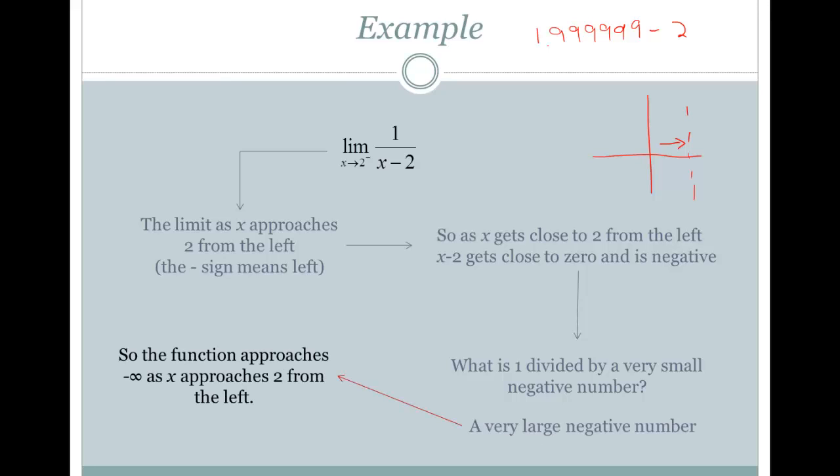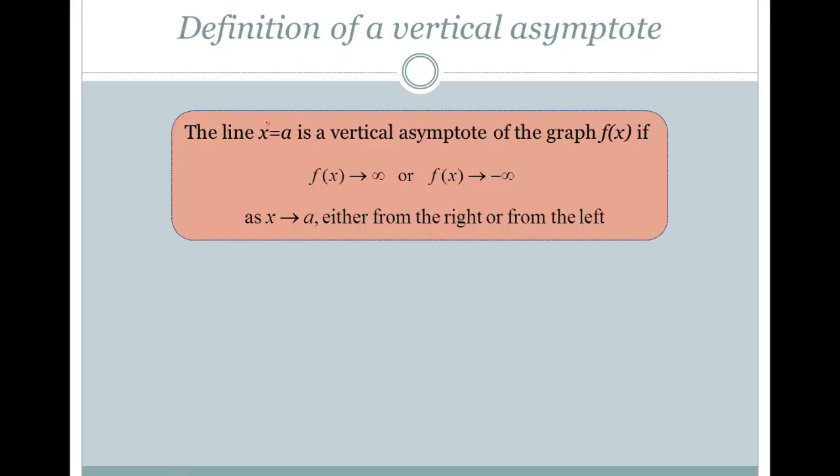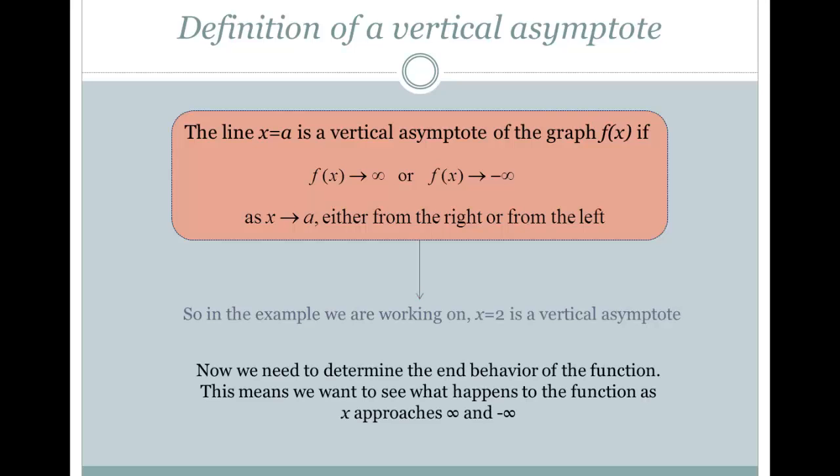So if you try this on your calculator, do something like this, go 1 divided by negative 0.000001, and then just keep adding zeros here. What you're going to see is this number is going to get bigger and bigger and bigger. And so we're going to say that it approaches negative infinity, okay? And this leads us to the idea of a vertical asymptote. The line x equals a is a vertical asymptote if f of x approaches infinity or negative infinity from either the right or the left. And that's what we had in this situation. Okay? So x equals 2 is a vertical asymptote.